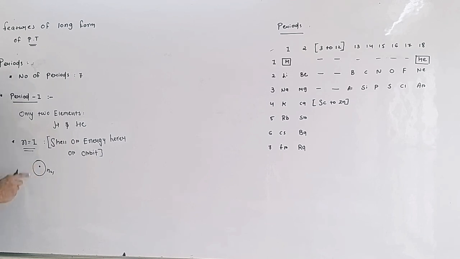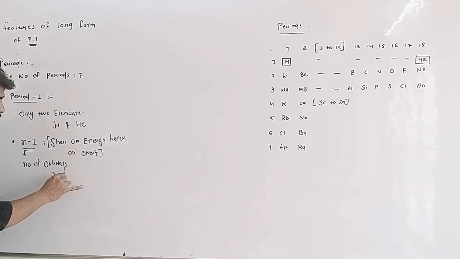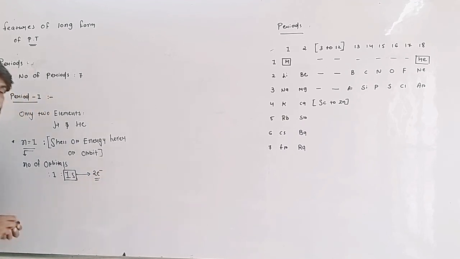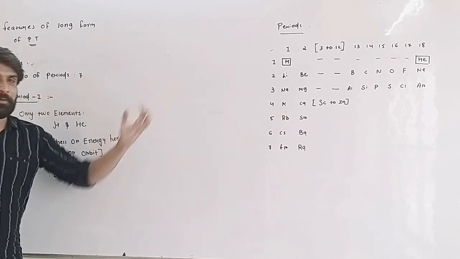The first orbit has what number of orbitals? You know that n equals 1 has only one orbital. We discussed much more about that in a previous lecture. So n equals 1 is the shell, and it contains how many orbitals? Only one, and that is 1s. You know that 1s can accommodate a maximum of 2 electrons. That is why 2 elements are present.